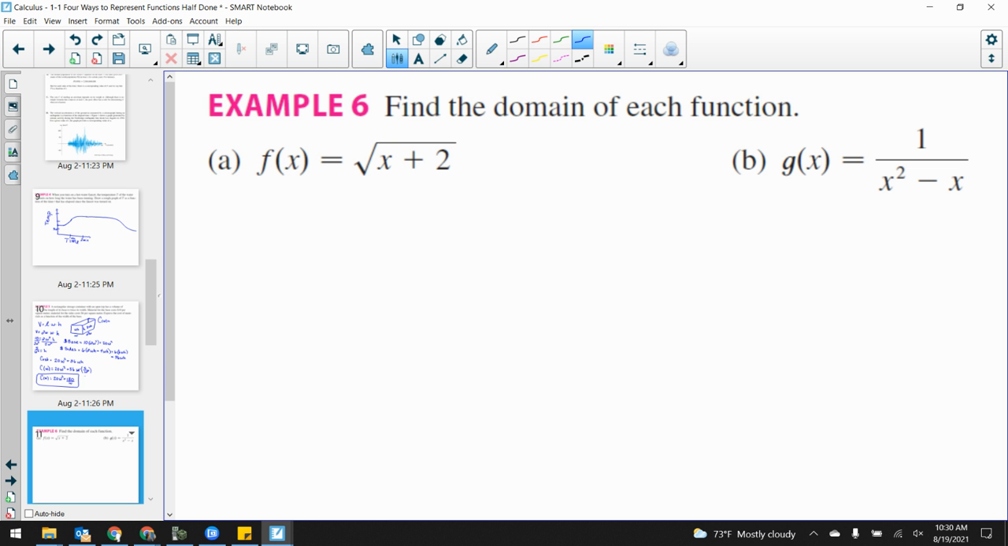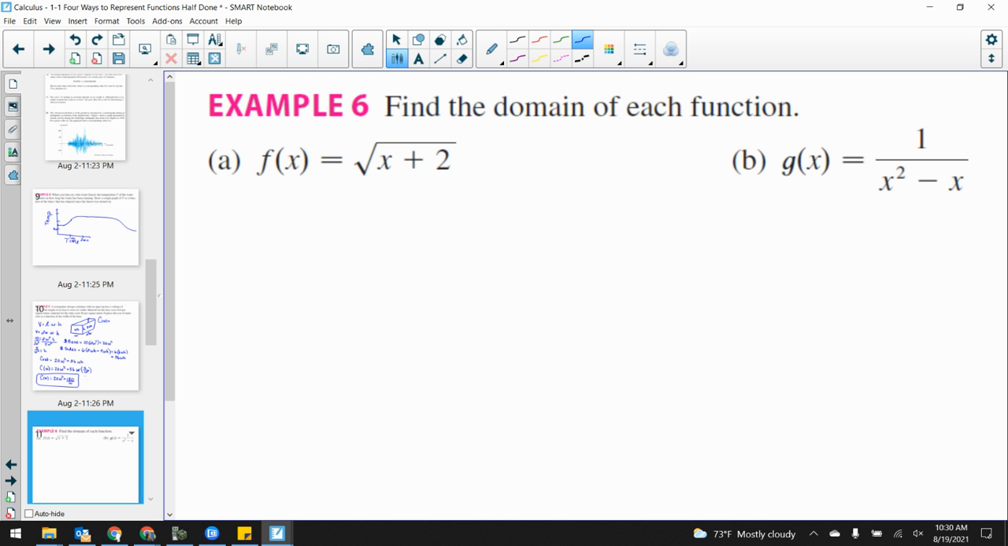What would the restriction on the domain be for A here? Or what values can't I plug in? What value can I not plug in for A? f of x is equal to the square root of x plus 2. Would I be able to compute x equals negative 5? No. Would I be able to compute x equals negative 10? No, because I'd take negative 10 plus 2 is negative 8, and then the square root of negative 8 would be non-real, right? So I have to restrict my domain.